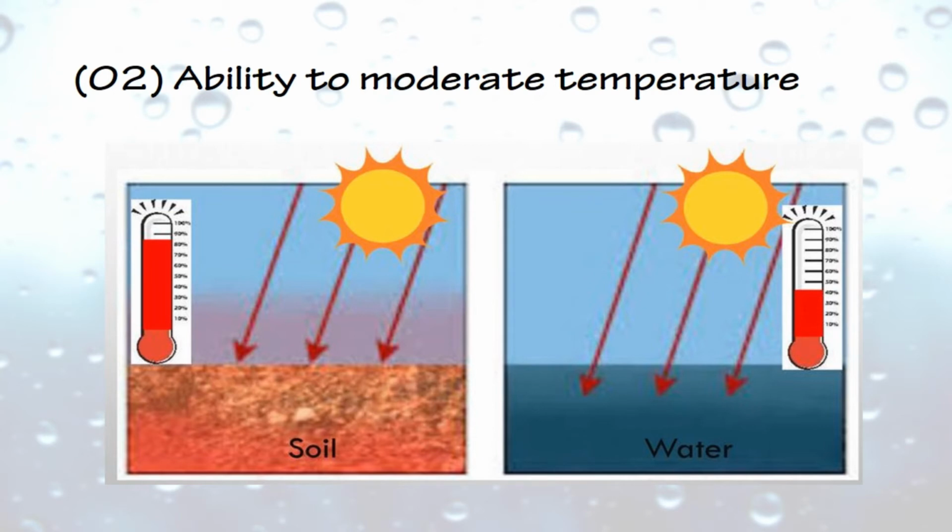Number 2, ability to moderate temperature. There are three major characters of water which lead it to absorb or release a high amount of energy with a slight change in its own temperature. They are high specific heat capacity of water, high heat of vaporization capacity, and finally high latent heat of fusion. So, what is high heat capacity of water?